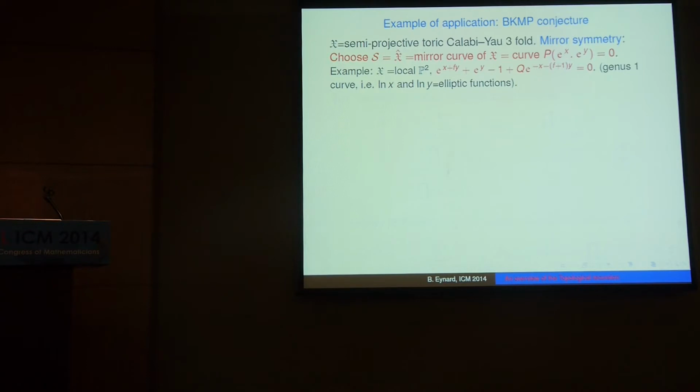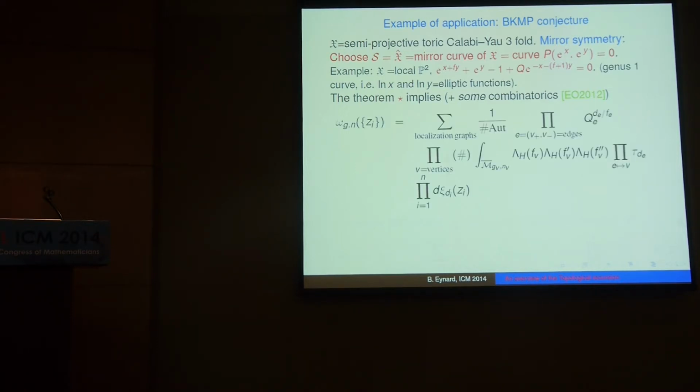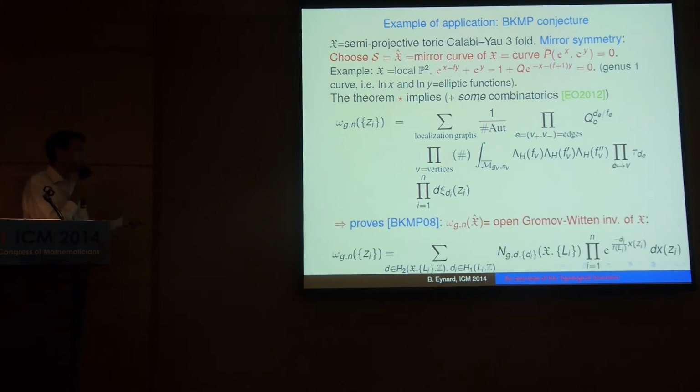So you apply the star theorem, which means you have to compute those Laplace transforms, and you have to do some combinatorics, which is not so trivial, but after doing some combinatorics, you get that the omega GNs of that curve equal a certain sum over graphs, and at each vertex of the graph you have a triple Hodge integral, and it turns out that this is exactly the Gromov-Witten invariants of X. That's more or less how they are defined. So this proves the PKMP conjecture. This proves that the Gromov-Witten invariants of X equal the omega GNs of the mirror of X.